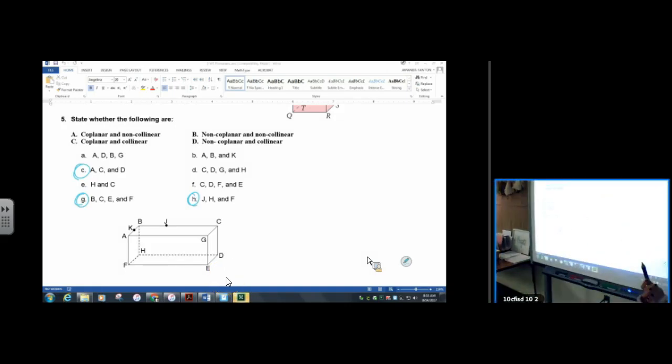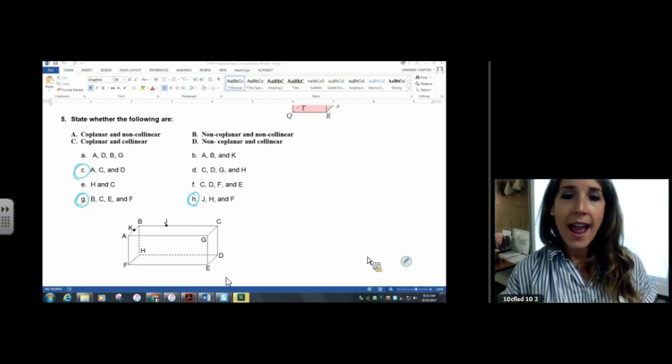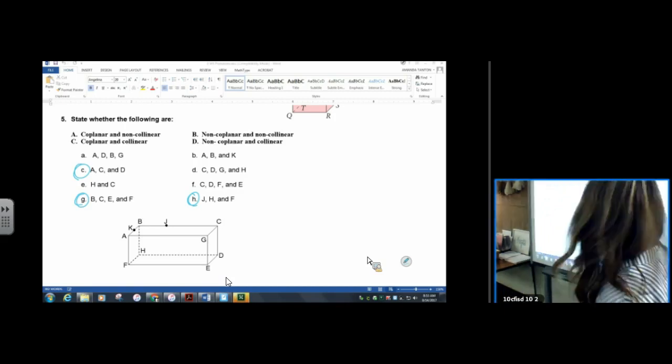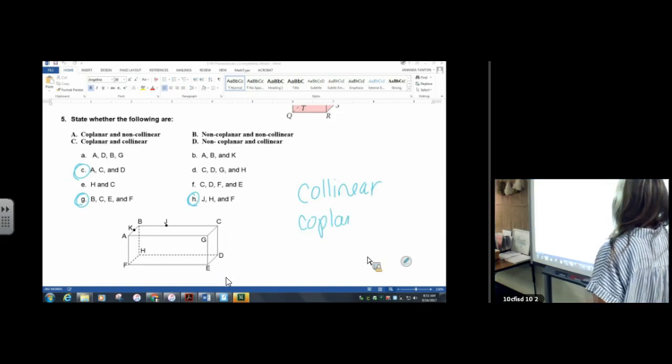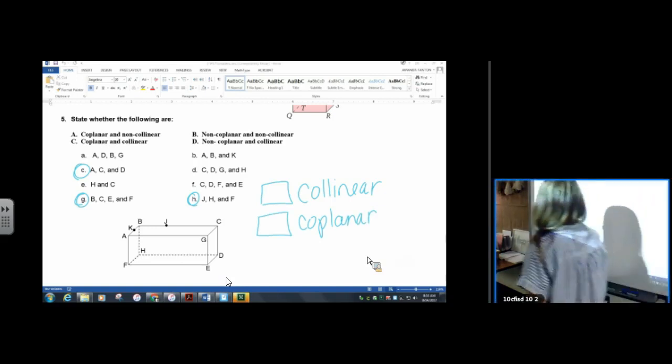All right, let's look at 5C. You need to state whether the following... Okay, so we're going to look at these points. And first, we're going to decide if they're collinear. Next, we're going to decide if they're coplanar. So I'm going to write that over here. We're going to put a little checkbox. Here we go.